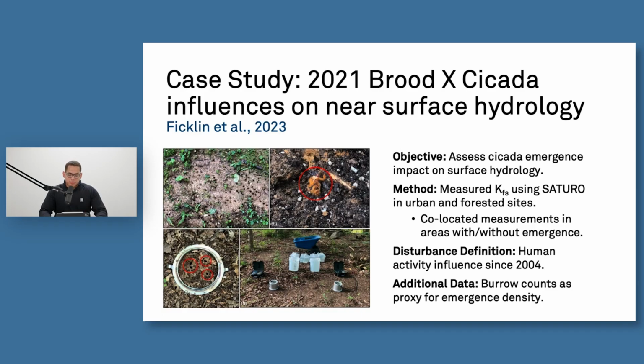Along with the infiltration measurements, they also counted the number of burrows present within the infiltrometer ring to serve as a proxy for density of the emergence. And you can see some of those pictures in the lower left there. You can see the ring inserted into the ground and how they're counting those burrows. And you can just kind of see what their setup looked like out in the field.